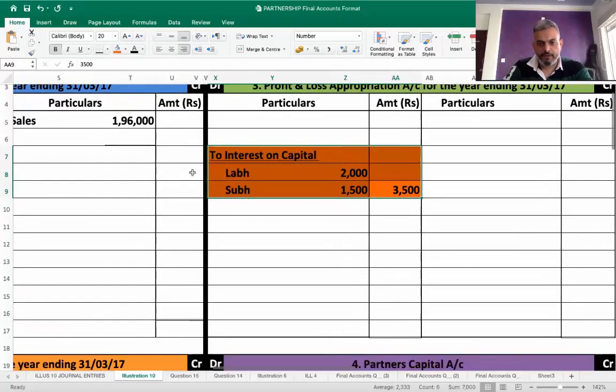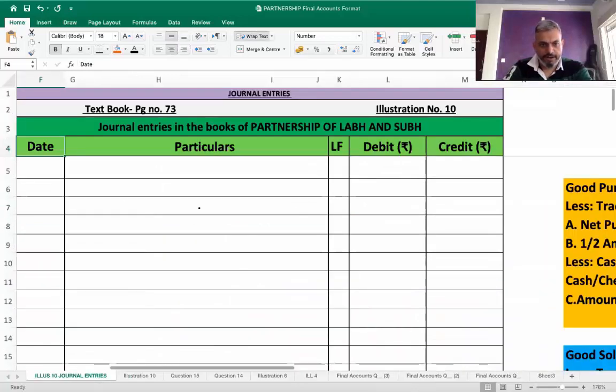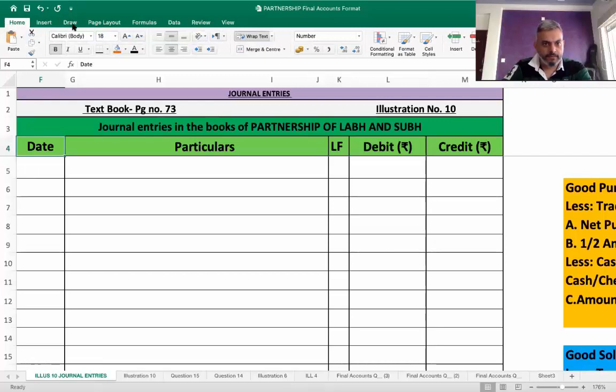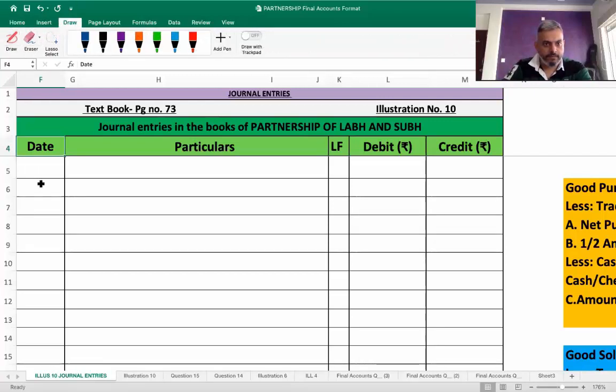Now let's write the entry for this. So go to journal entry format. Date is not required over here. In case if you want to write the date, then it will be 31/3/2007. Okay, actually the date is always the last date of the month. So in case if you want to write the date, you can write this or you can write the serial number. I'll write the date, okay, because I made the date column.